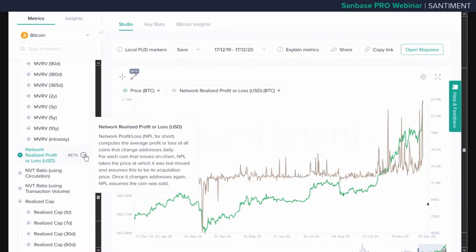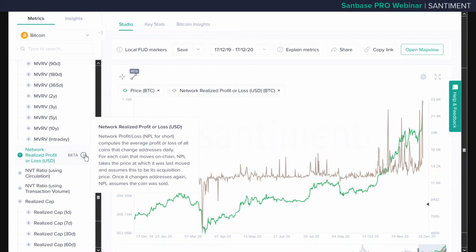So essentially, this is pointing to a network level daily ROI. So the average or the total ROI if you were to use all of the coins that moved on the network on a daily basis. So the way that it works is that for each coin that moves on chain, network profit loss takes the price at which it was last moved and assumes this to be its acquisition price. And then once it changes addresses again, this metric assumes that the coin was sold, right? So obviously there is a big assumption being made here.